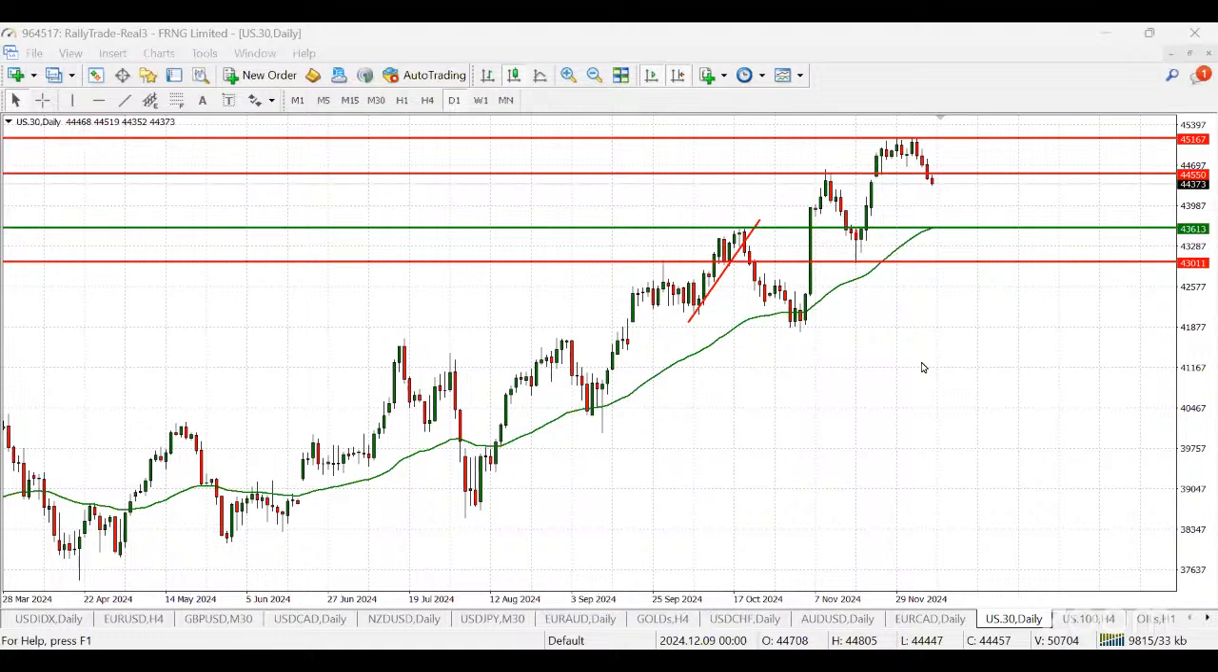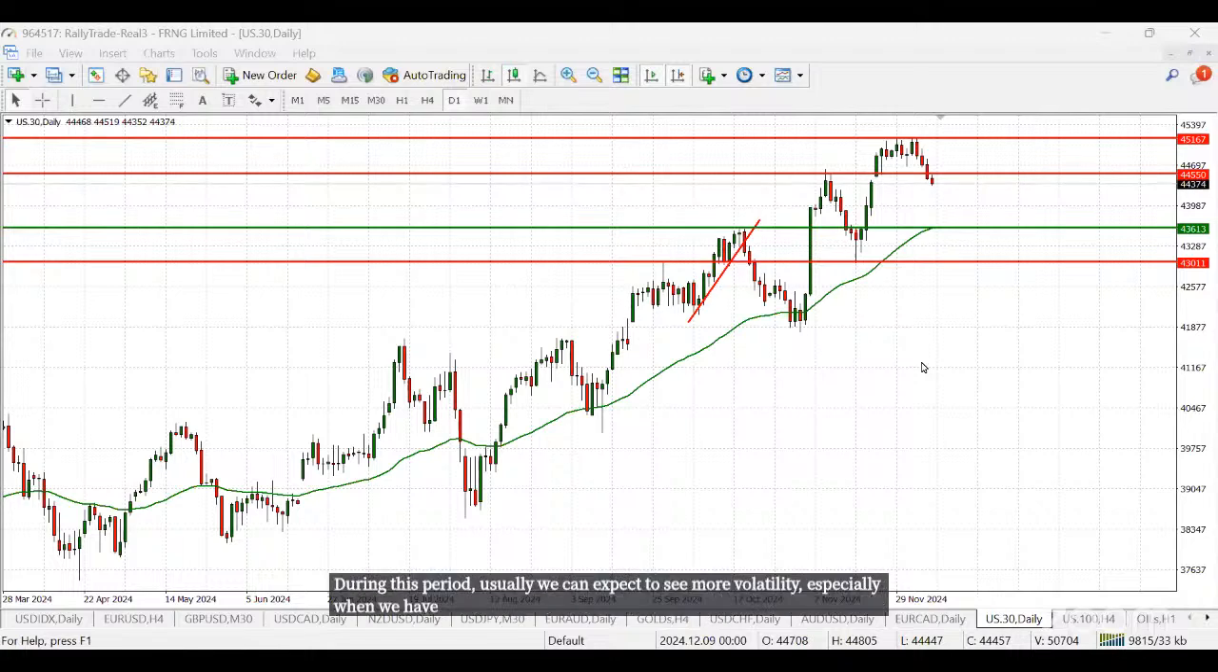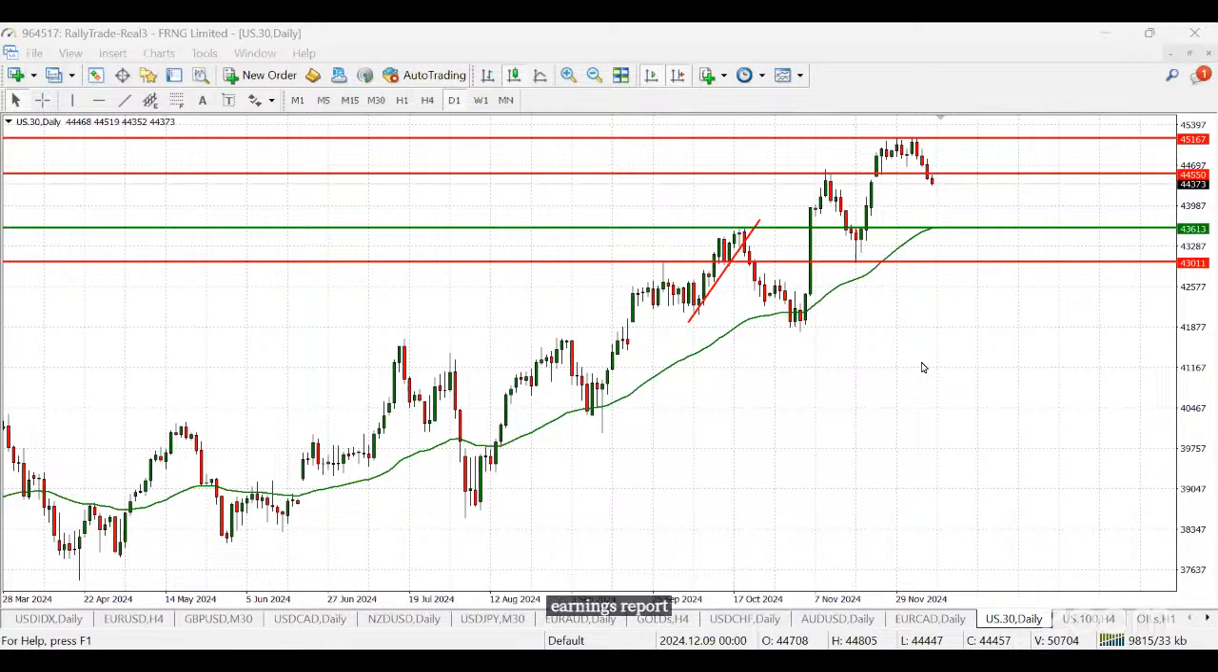I'm sure we would have come across periods of quarterly earnings reports by different companies. During this period, usually we can expect to see more volatility, especially when we have earnings reports for some of the companies that make up the US 30 index. During this period of earnings reports, we'll get to see increased volatility.